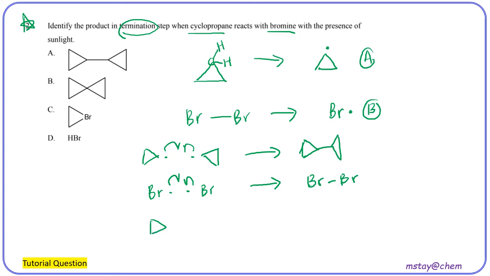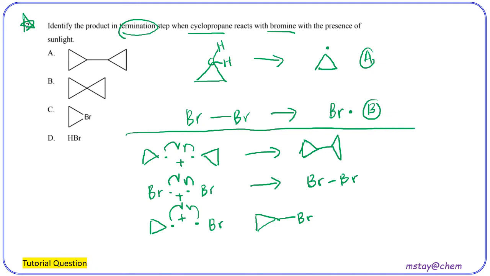If there is the free radical of cyclopropane with the free radical of bromine, sorry, don't forget there is a positive here, it means that they're going to react with each other, so you will have a Br. So these are the three possibilities of the product if the cyclopropane reacts with the bromine. So from here we can see that the answer is A.